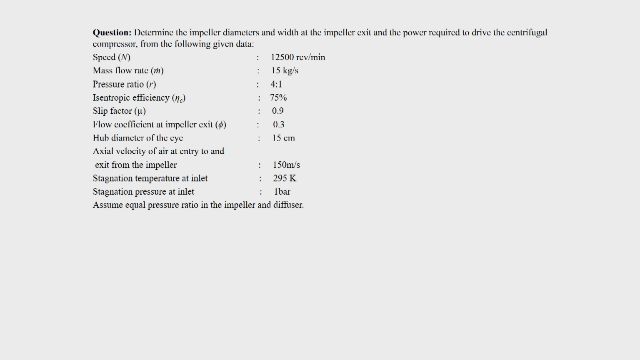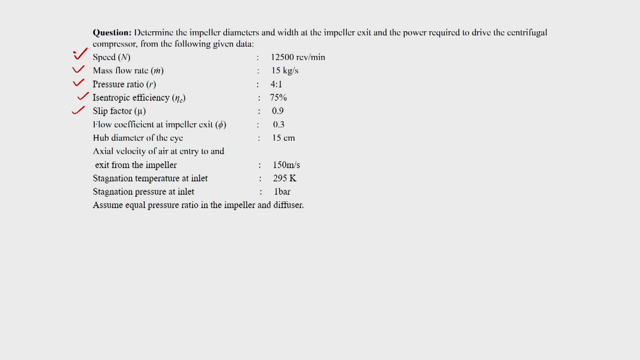So the first example is related to centrifugal compressor, which says: determine the impeller diameter and width at the impeller exit and power required to drive the centrifugal compressor for given data. So there is some data given. As per that data we are given N, which is speed, 12,500 revolutions per minute. Mass flow rate is given as 15 kg per second. Pressure ratio is given as 4:1, and then we are told that isentropic efficiency is 75%.